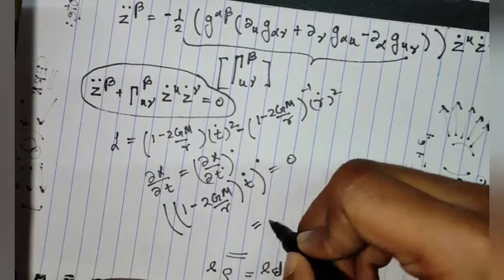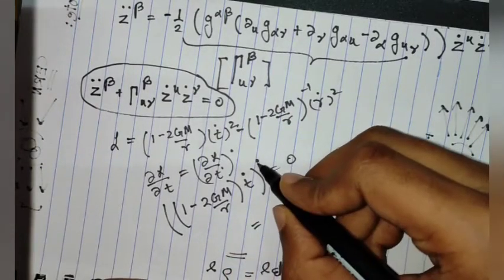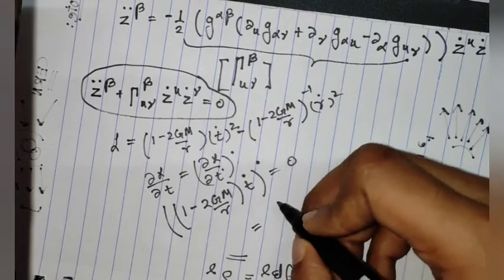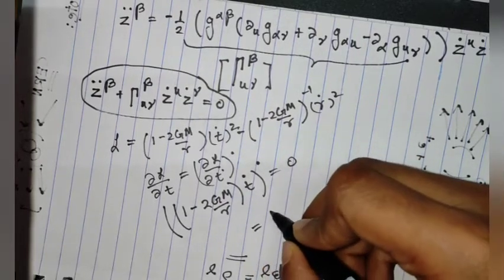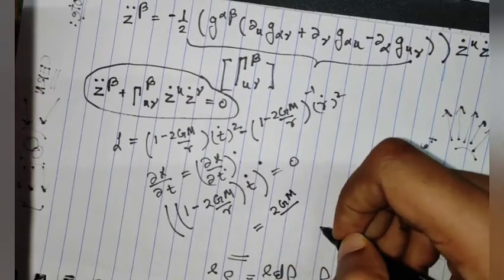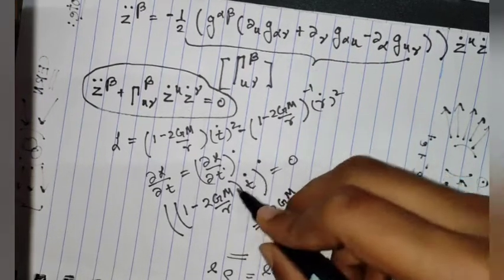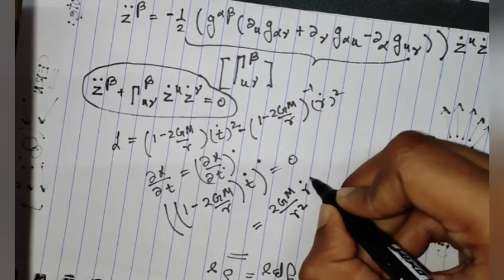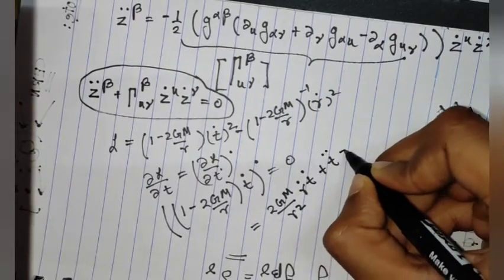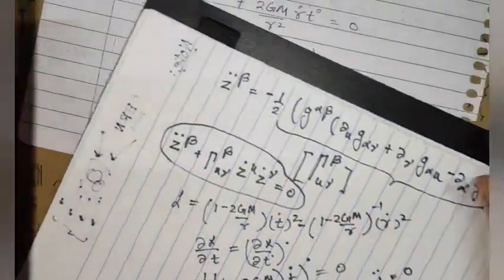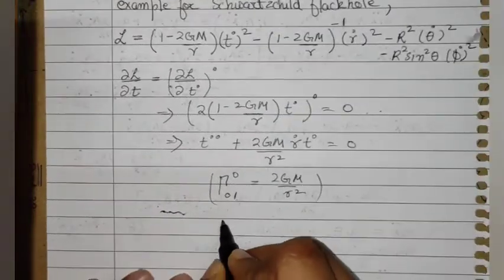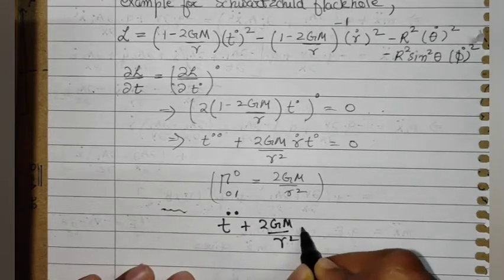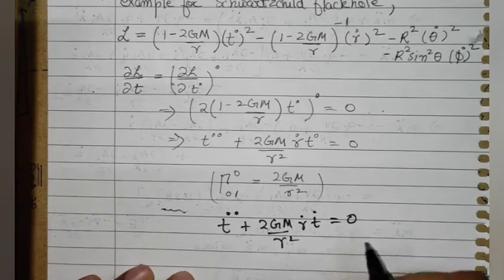Now we can quickly solve this. This dot is with respect to lambda. So the first term goes out, and we can write the derivative of 1 over r as minus 1 over r square. So we get 2gM over, actually the first term won't go out. So we get minus r square, r dot t dot plus t double dot equal to 0. So the final equation that we get is this: t double dot plus 2gM over r square r dot t dot equal to 0.